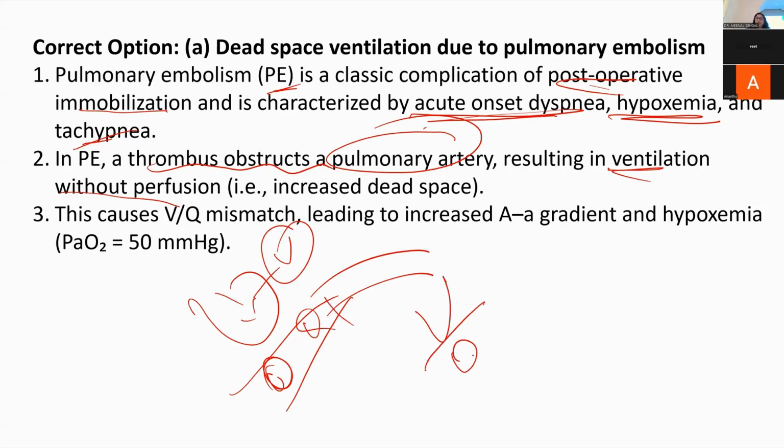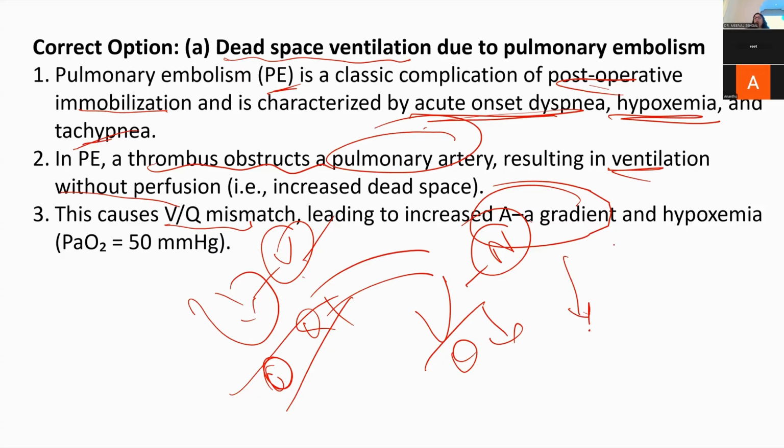So what we have? We have dropped perfusion, but ventilation still remains normal. So this is what is happening. The dead space ventilation. Ventilation is getting wasted. This will cause a VQ mismatch, leading to increased gradient. So this time what we have? Hypoxemia, normocapnia with increased gradient. That is type 1. And hypoxemia with increased gradient, that is type 1 respiratory failure.